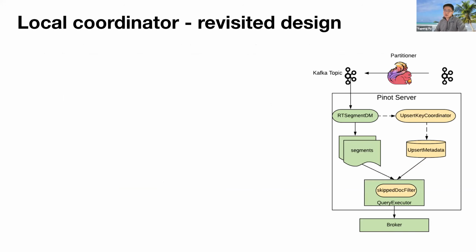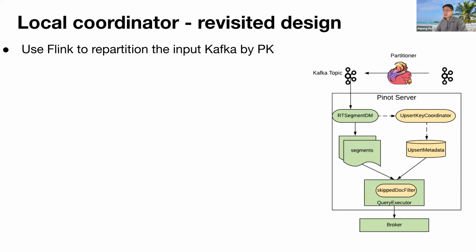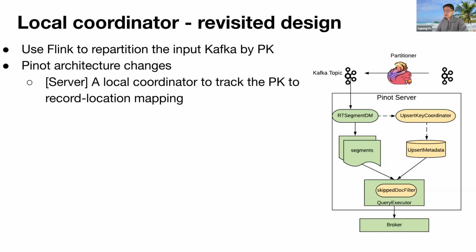So we call this approach a local coordinator. We use a stream processing engine, in our case Flink, to repartition the input Kafka by different partition keys. And then we make several changes to the Pinot core architecture. One is to add this local coordinator to track the primary key to record location mapping. So you can see this is no longer a global coordination problem, but reduced to a local one, where each server only needs to know which records need to be updated locally without talking to any other machines.